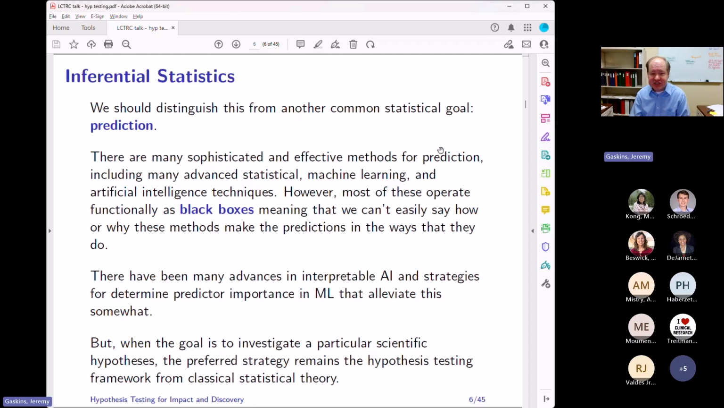Prediction is another goal that we often have when we're performing statistics or when we've got particular data. There are a lot of sophisticated and effective methods for prediction, a lot of novel and new statistical techniques, a lot of machine learning techniques. Obviously, over the last couple of years, we've got a lot of new AI techniques that can get us at prediction. All of these, or at least most of these, operate functionally as a black box, right? We don't necessarily know what is happening inside these algorithms. We feed in data, they give us a prediction.